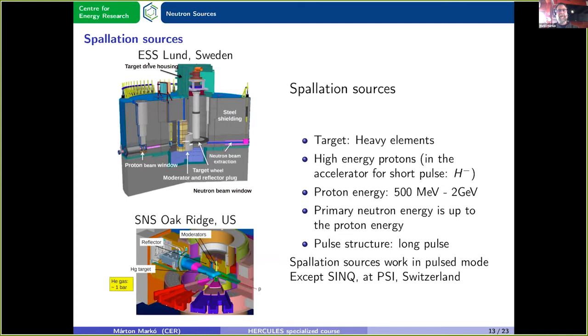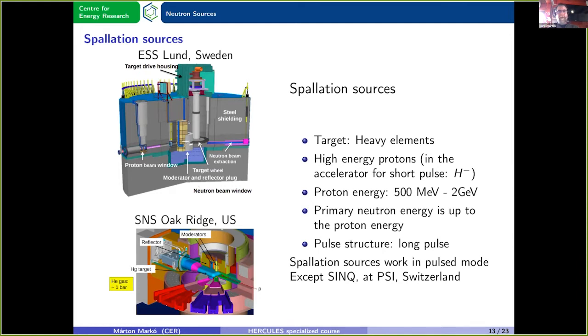Right, so two spallation sources. One, the ESS, will be built in Lund. It's actually under construction. Now the target is in its place. It will be the highest intensity neutron source in the world when it is built, maybe in 2023. And SNS in Oak Ridge is a working spallation source for 20 years. And they have a few differences.